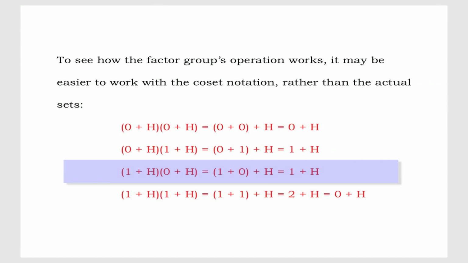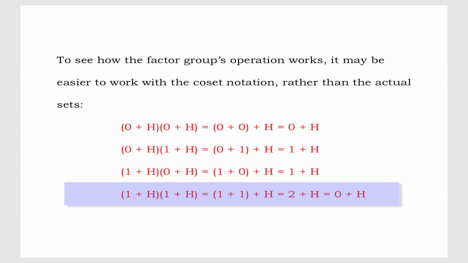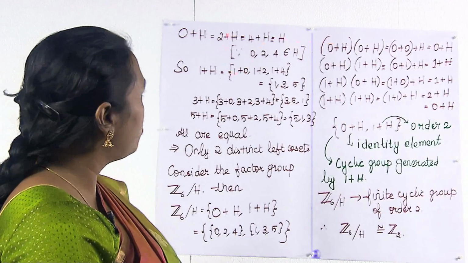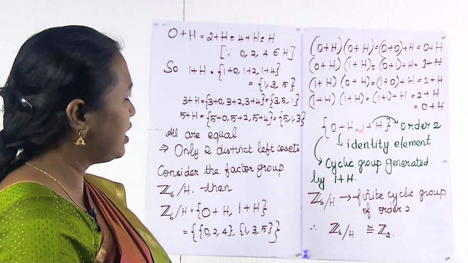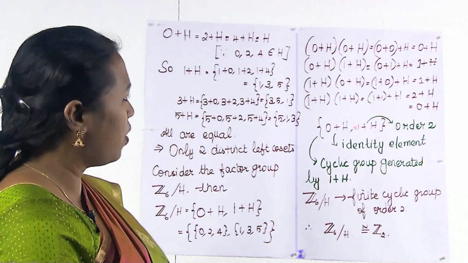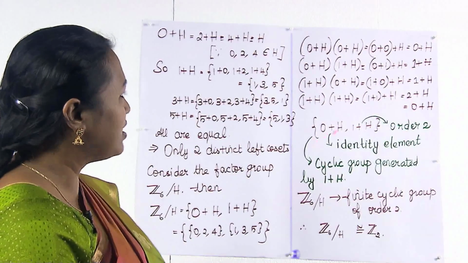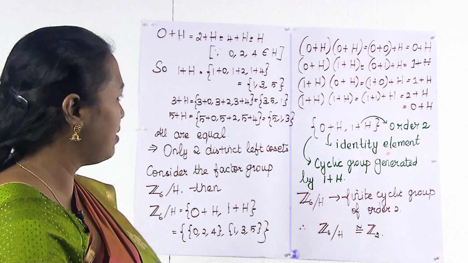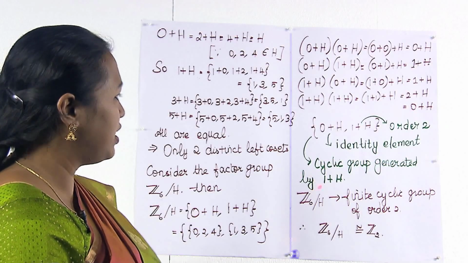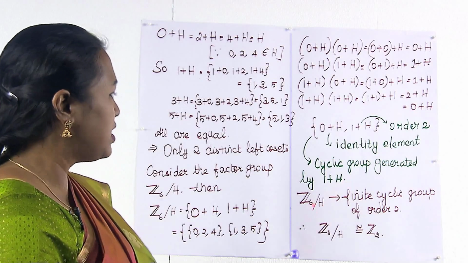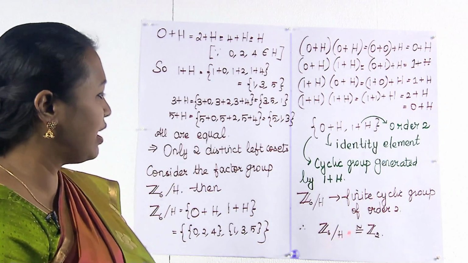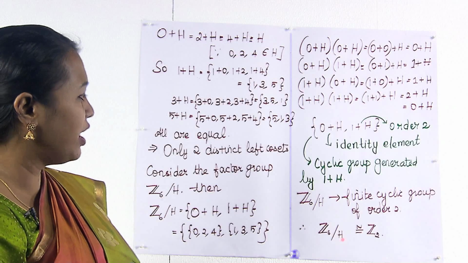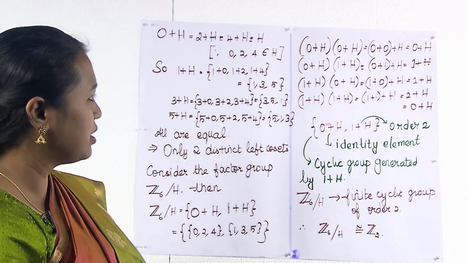And likewise, 1 plus H times 0 plus H is also 1 plus H, and 1 plus H times 1 plus H is 2 plus H, but we know that 2 plus H is H, so that is equal to 0 plus H. Therefore, 0 plus H and 1 plus H are of order 2, and 0 plus H acts as the identity element, and therefore this is a cyclic group generated by 1 plus H. Now, Z6 bar H is a finite cyclic group of order 2, and hence we can clearly see that Z6 bar H is isomorphic to Z2.